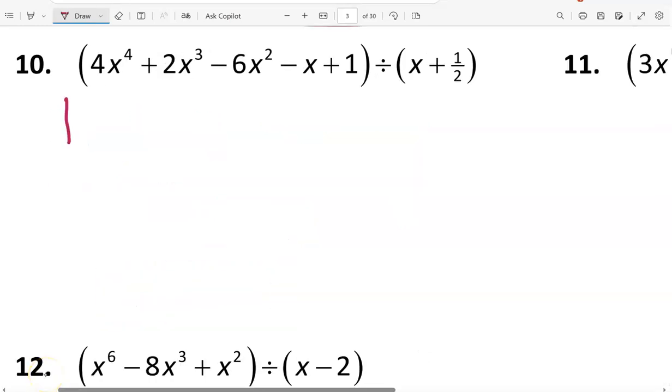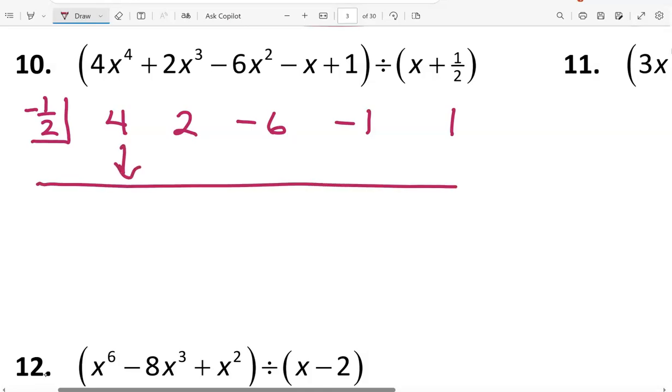In 10, we're dividing by x plus 1/2, and if x plus 1/2 is equal to 0, then x is negative 1/2. The 0 of the divisor goes in that box. Coefficients of the dividend, 4, 2, negative 6, negative 1, and 1 go right next to it. Skip a line, bring down that 4. 4 times negative 1/2 is negative 2. Add that column, that's 0.